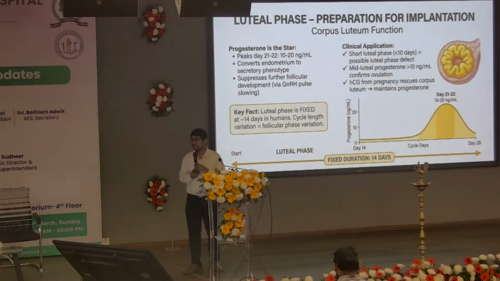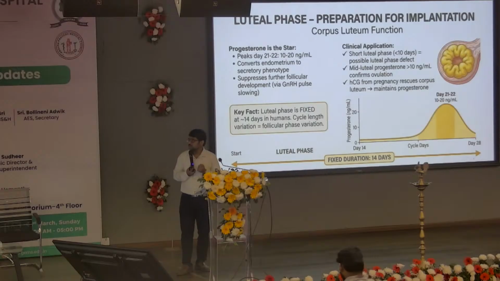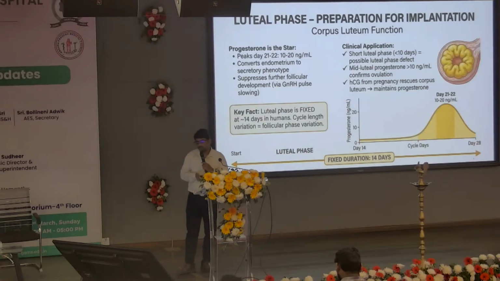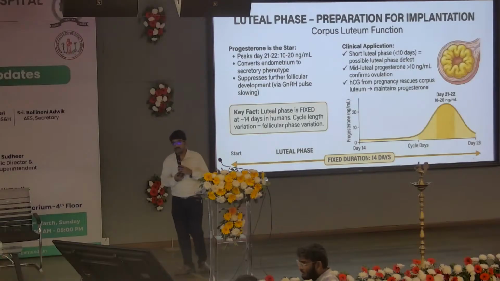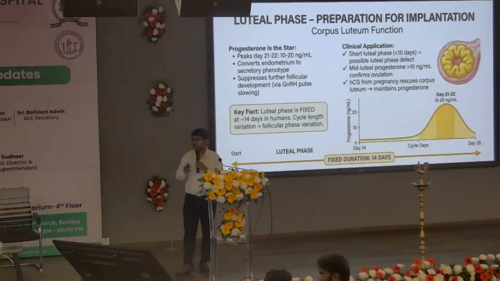Coming to the luteal phase, which is the phase responsible for preparation for implantation, the main function of your corpus luteum. In the follicular phase, estrogen is the main star, whereas in the luteal phase, progesterone is the star. It is mainly under the influence of progesterone released from the corpus luteum, reaching nearly peak levels by day 21 to 22. The function of progesterone is to convert the endometrium from the proliferative phase into the secretory phase, making the endometrium suitable for implantation.